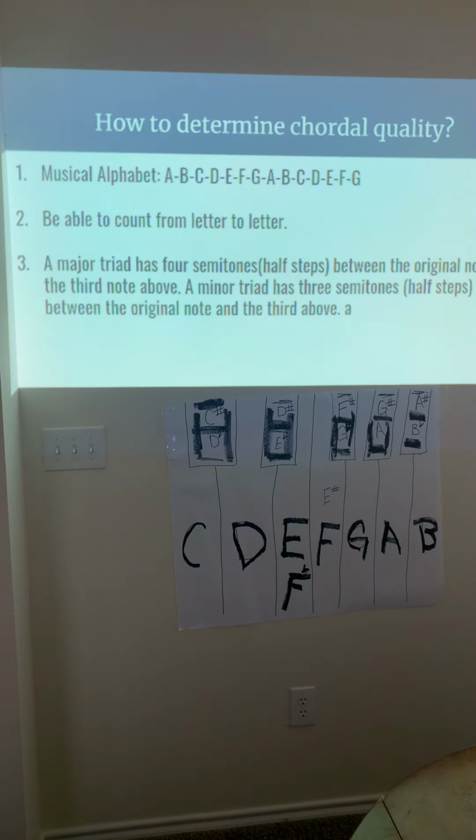Our major triad, we'll get there in a second. A major triad has 4 semitones, or half steps, between the original note and the 3rd note above. Our minor triad has 3 semitones, or half steps, between the original note and the 3rd above. I don't know why I have the letter A there, so disregard the A.